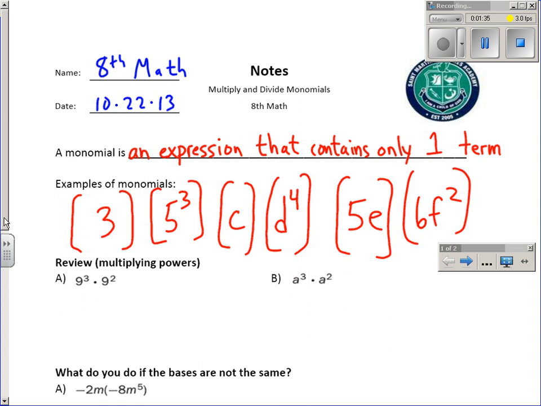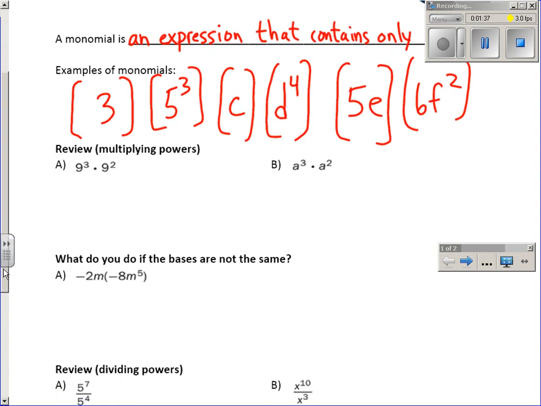All right, so let's review now that we got that out of the way. 9 to the third times 9 to the second. We know that we can keep the base and add the exponents. So this ends up being 9 to the fifth power. Same thing for letter B. When we have variables, the bases are the same, so we keep the base, add the exponents, and that ends up being a to the fifth.